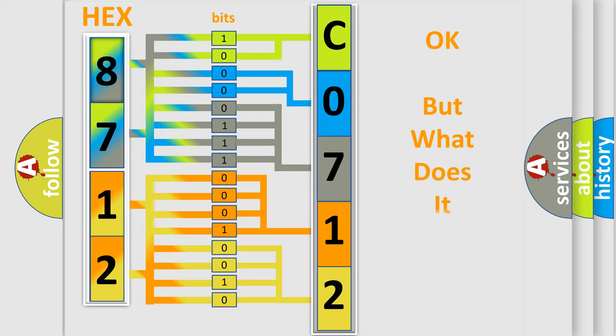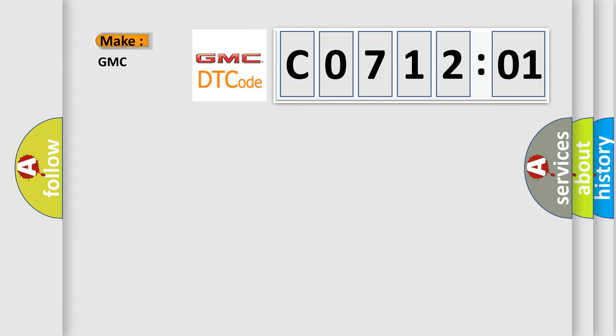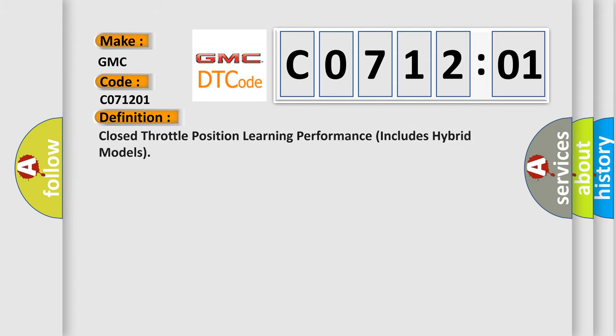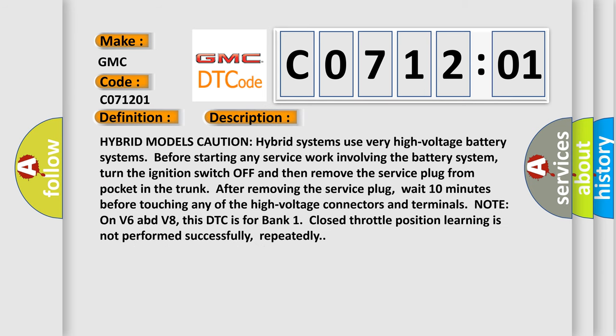The number itself does not make sense to us if we cannot assign information to what it actually expresses. So, what does the Diagnostic Trouble Code C0712-01 interpret specifically for GMC car manufacturers? The basic definition is: closed throttle position learning performance, includes hybrid models. And now this is a short description of this DTC code.